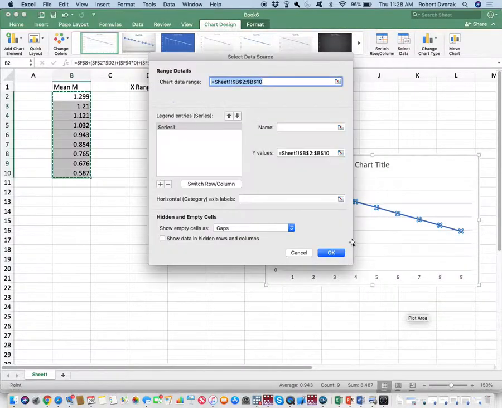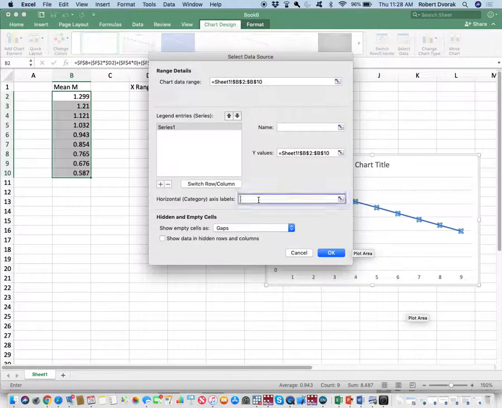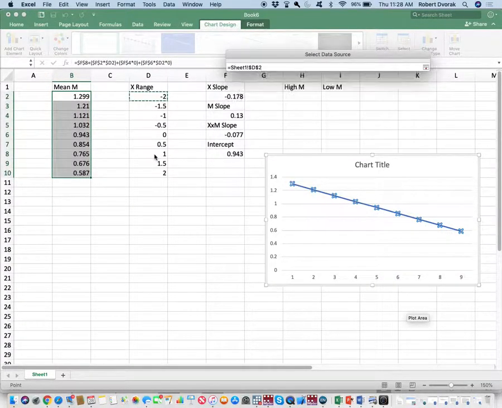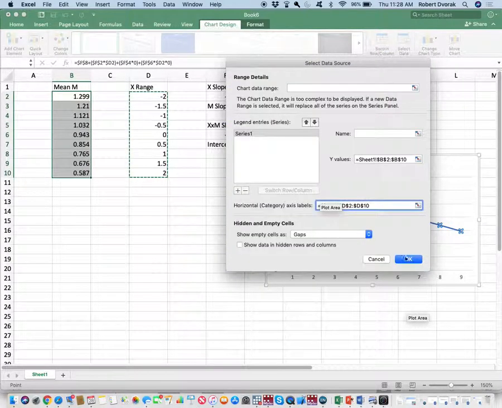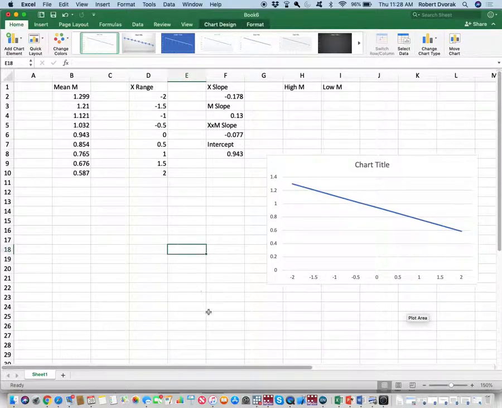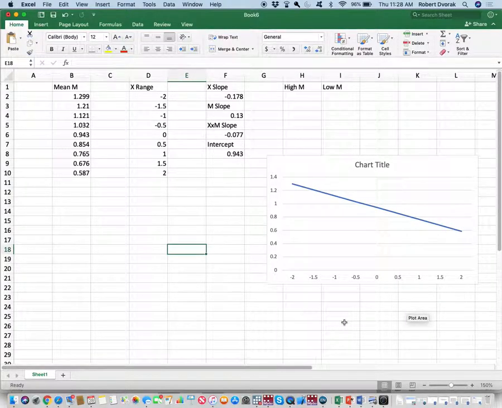Select data. And our horizontal axis category labels, we want that to be our range of x, right? Our line's not going to change. It's just going to change these numbers down here to match these up here. Are we all tracking?